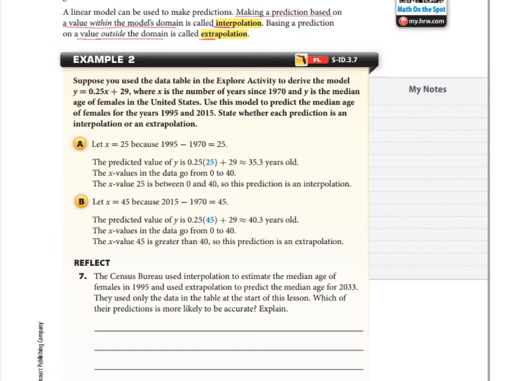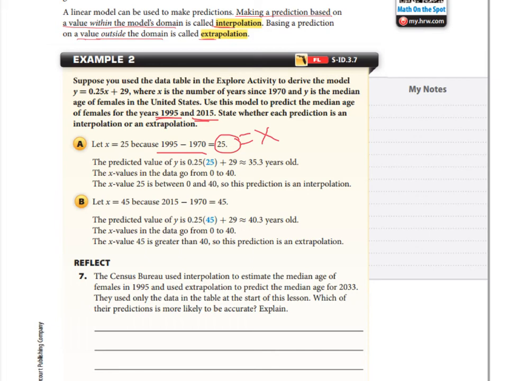So example 2, again, we're still using that same data table back from the very beginning of the lesson. We have the equation y equals 0.25x plus 29. And they want you to use the model to predict the median age of females for 2 years. The first year of 1995 and then 2015. Well, remember, we are not actually using those 4-digit years anymore. We're using years since 1970, so we subtract. Well, the difference between 1995 and 1970 is 25 years. So this becomes my x value that I'm going to plug into the equation.